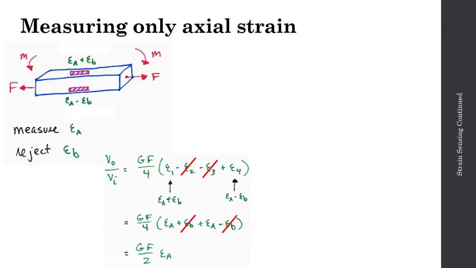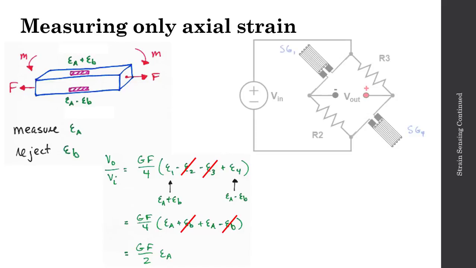Now that we've derived the fundamental math, we could see how this will transfer into hardware. So here is our bridge circuit. We have an R2 as a static resistor and an R3 as a static resistor. And then we've gone ahead and put our strain gauge up at top in position 1 and the strain gauge underneath the bar in position 4.